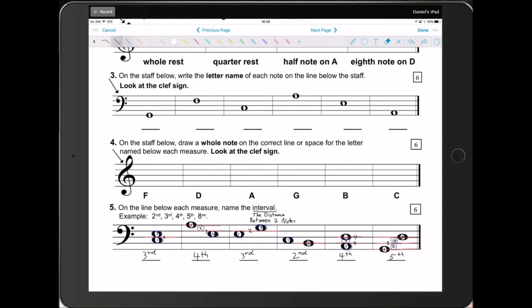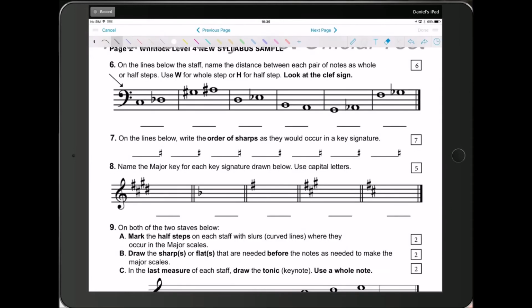Alright, let's move on to question number 6. Question number 6 states, on the lines below the staff, name the distance between each pair of notes as whole or half steps. Use W for whole step or H for half step. Look at the clef sign. Now this one you do need to look at the clef sign.